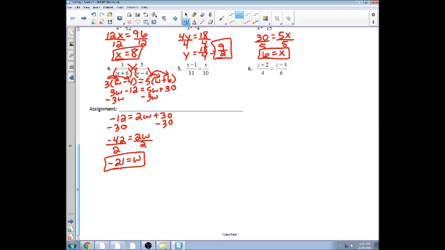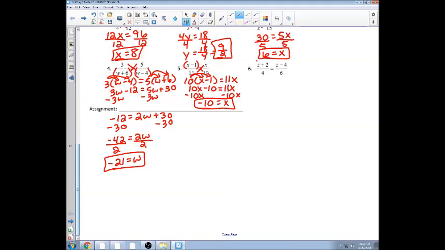Okay. Number 5, again, I have a quantity x minus 1, so I need to put that in parentheses and go ahead and cross multiply. It'd be 10 times the quantity x minus 1 is equal to 11x. Distribute, so I'd have 10x minus 10 is equal to 11x. If I subtract the 10x from both sides, I would end up with negative 10 is equal to x.